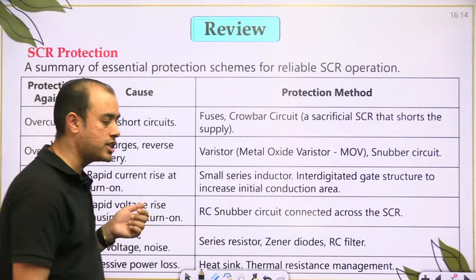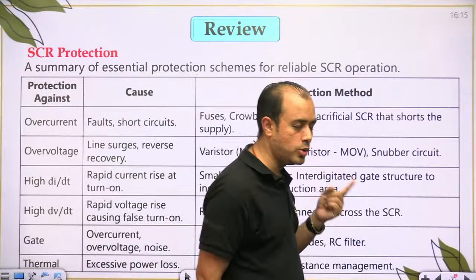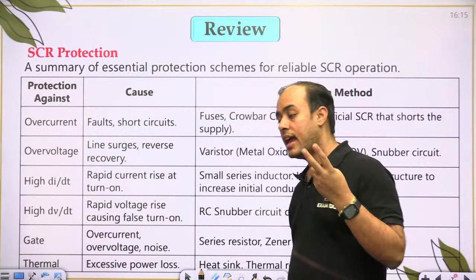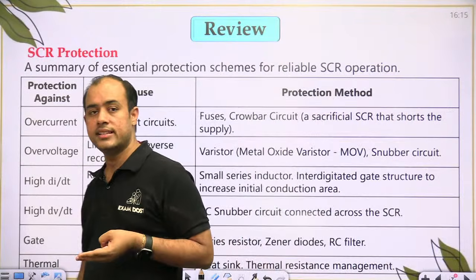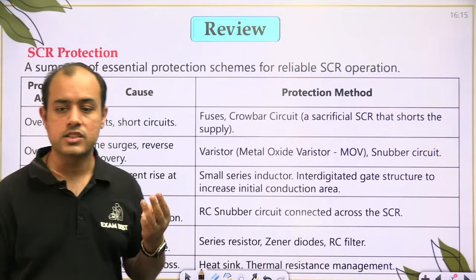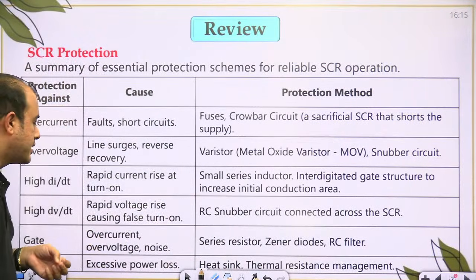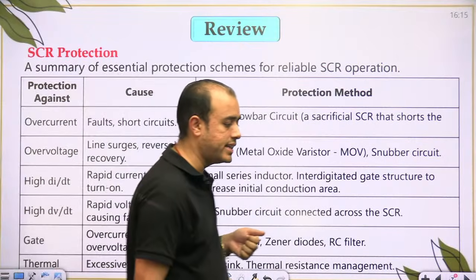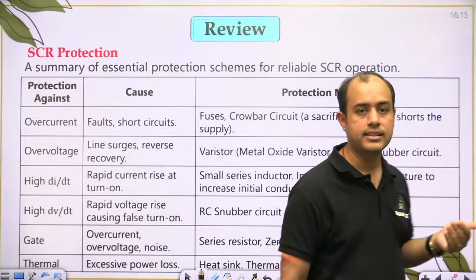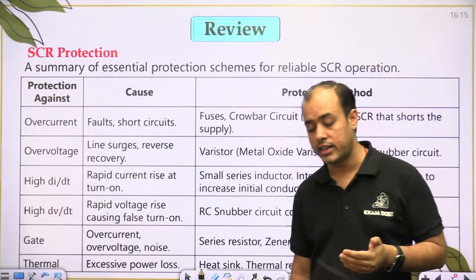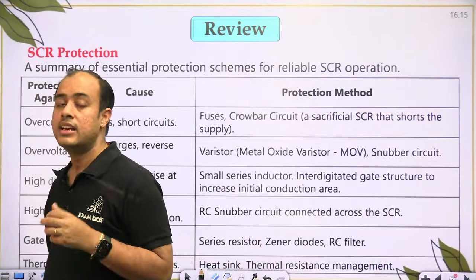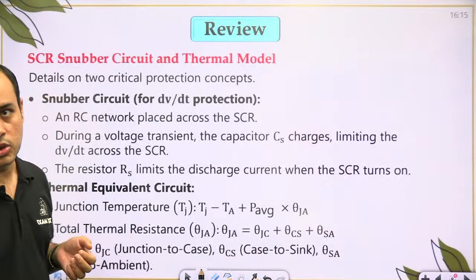For gate protection, to protect against high current, we use a series resistor. For high voltage, we use a Zener diode. And to protect against electromagnetic interference, we use an RC filter. And for thermal protection, we mount the device on a heat sink, which increases the heat radiation to the atmosphere and does not let the heat accumulate within the device, so that temperature is controlled.